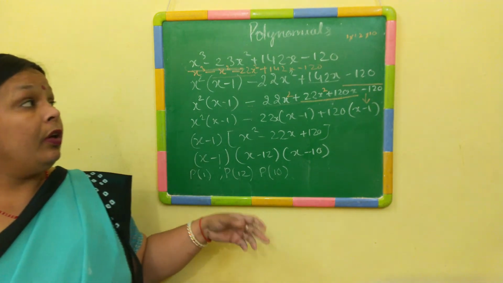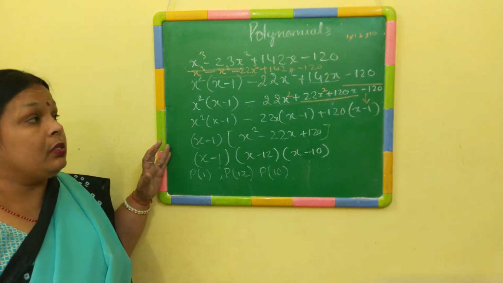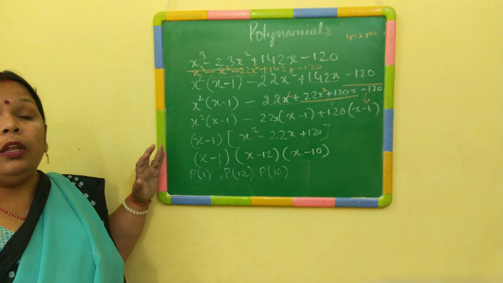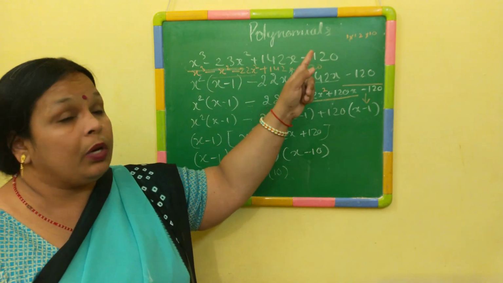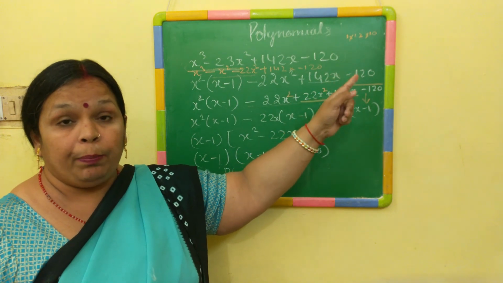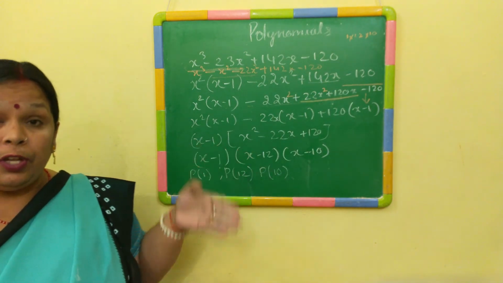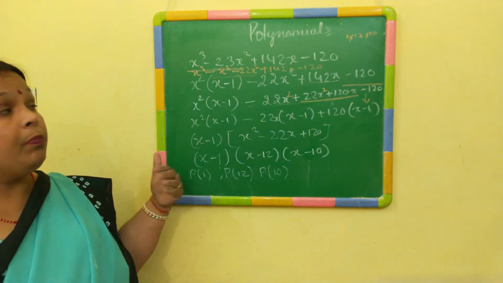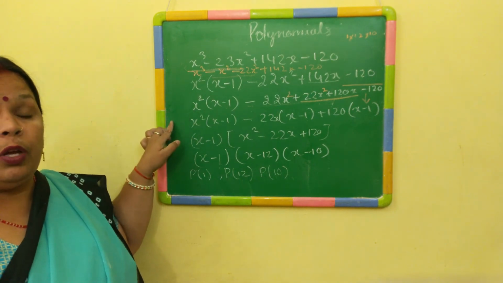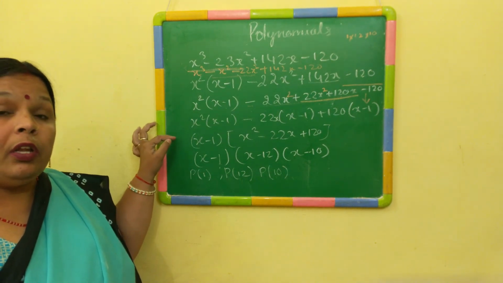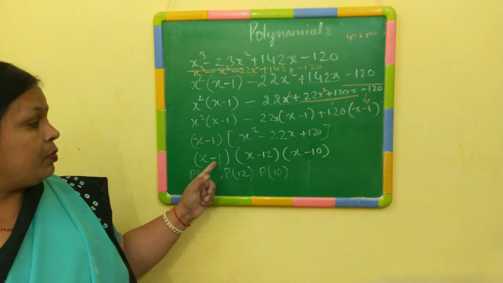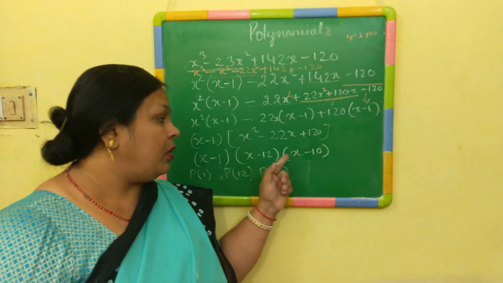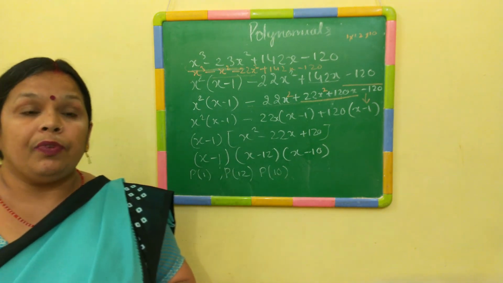So, if we are not following this method, we can guess that 120 may have factors such as P(1), P(12) and P(10). And we can verify the values by simply putting in P(1), P(12) and P(10). If the remainder comes as 0, we can declare that x minus 1 is a factor, x minus 12 is a factor and x minus 10 is a factor.